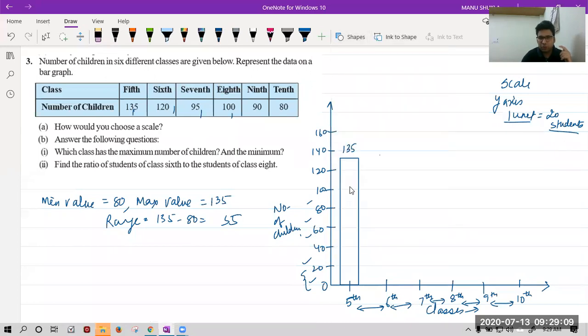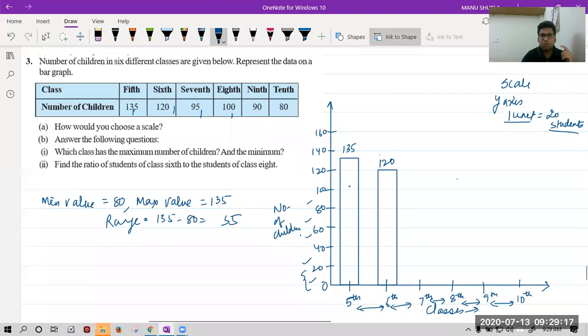So class 6 is 120. This is very much easy for you to make like this. Then the third one is 95. Again, it is more than 90, less than 100. So it is more than the mid of this and somewhere here. I'm telling you, use a bar graph, a graph paper. It will be easy for you to make all this. I hope this is clear to you.